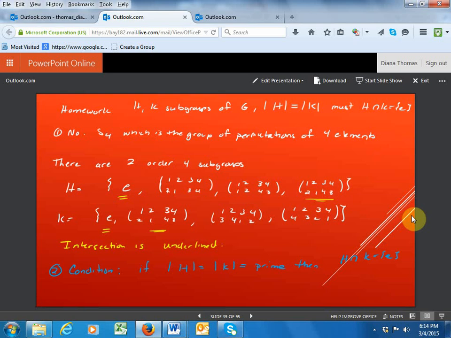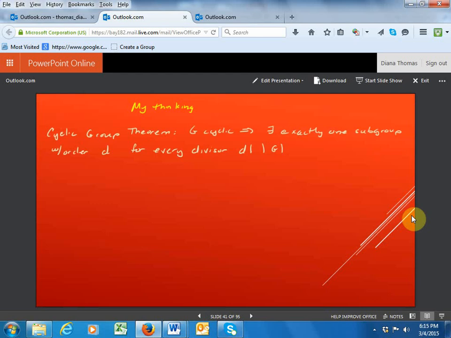Well, the condition you would need is that the order of H equals the order of K equals a prime number, then you're going to get an intersection that's trivial. So here's how I was thinking.